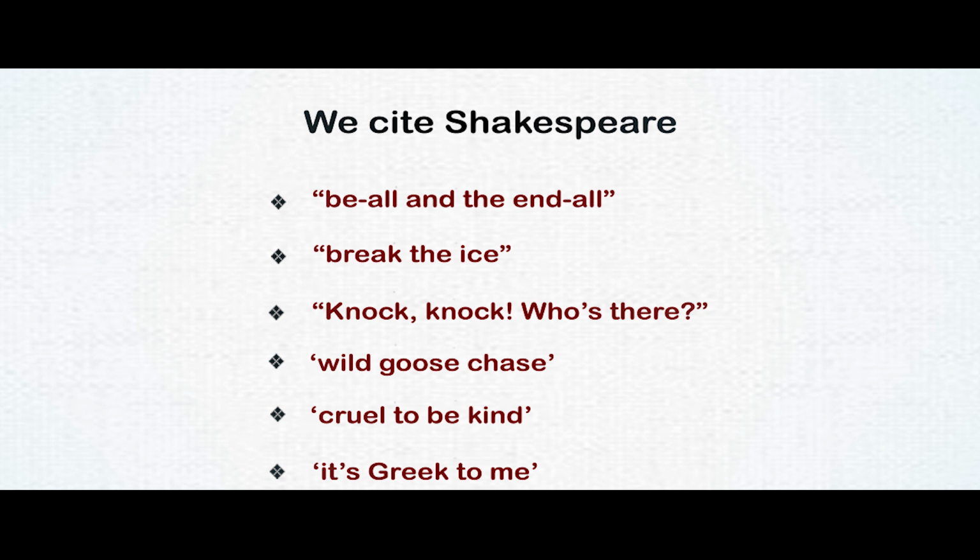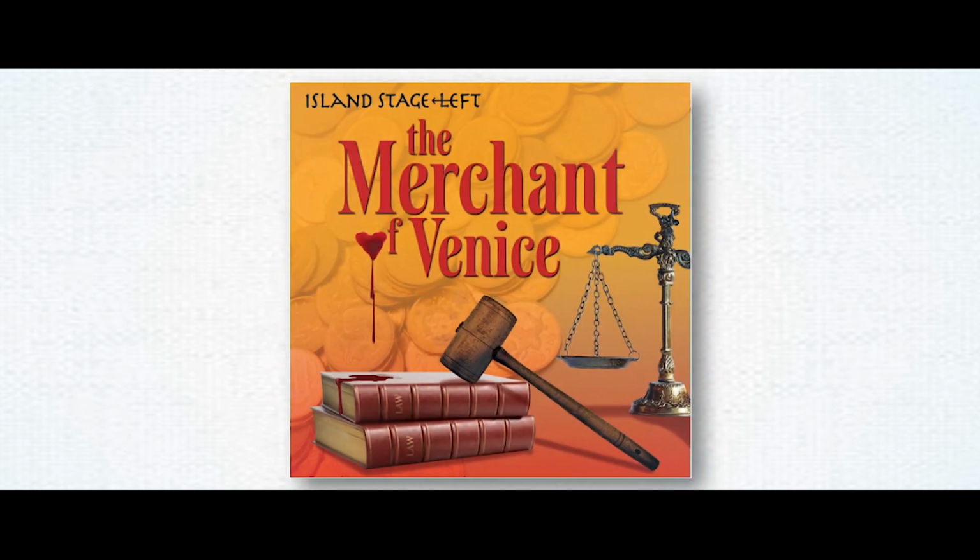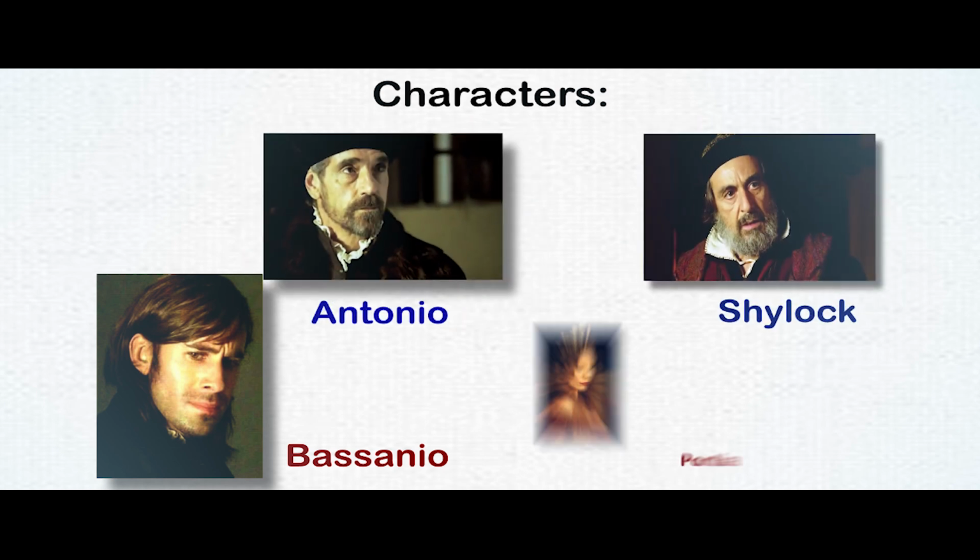Now we are going to look at the important elements of the play, The Merchant of Venice. The first element is a character. We have many characters in the play, but we are going to look at only the four major characters. They are Bassanio, Antonio, Shylock, and Portia.